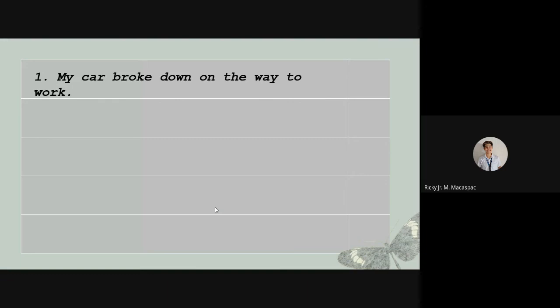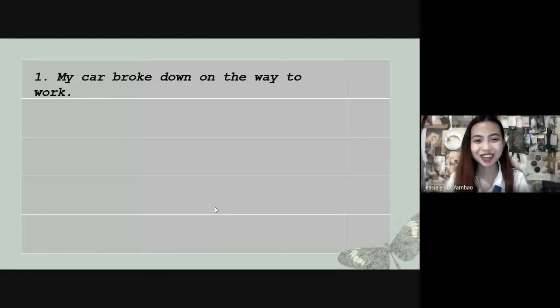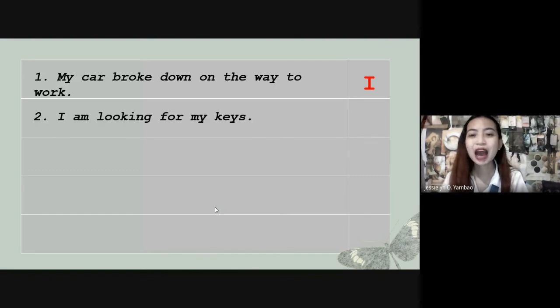Good. Okay. Number one, Ricky, kindly read the answer. My car broke down on the way to work. I think it's intransitive. Okay, let's find out if your answer is correct. It's correct. Intransitive, Ricky. Okay, I'm going to do number two. I'm looking for my keys. It is transitive.